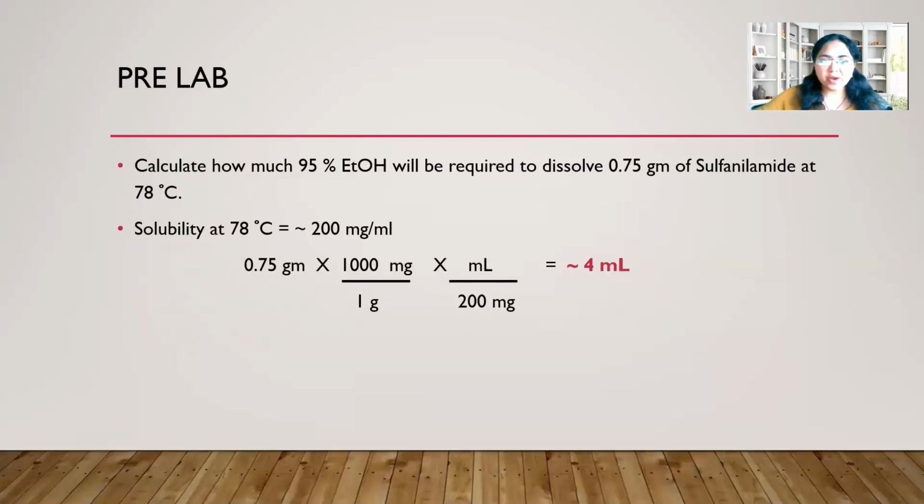In the first question, you are asked to calculate how much 95% ethanol will be required to dissolve 0.75 gram of sulfanilamide at 78 degrees Celsius. The reason for making this calculation is that you will know ahead of time approximately how much hot solvent you will be adding. The solubility at 78 degrees Celsius is around 200 milligrams per ml. The calculation is simple, just take care that here it's grams and there it's milligrams, so you need to convert it.